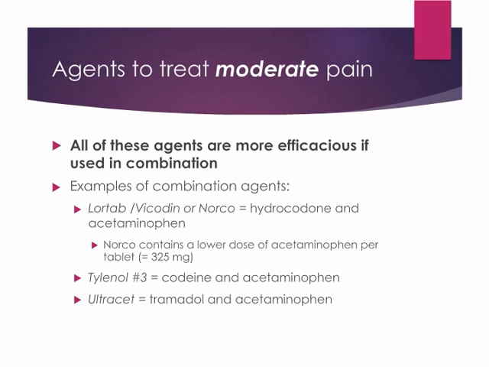Tylenol number 3 then contains codeine and acetaminophen. I believe its ratio is 30 milligrams of codeine with 300 milligrams of acetaminophen. And then Ultracet is the combination of tramadol and Tylenol, is what we'll refer to it as. And that has a lower dose of tramadol in it than what we would prescribe if we were just using tramadol as a solo agent. So you'll see that, I believe, in the next slide.